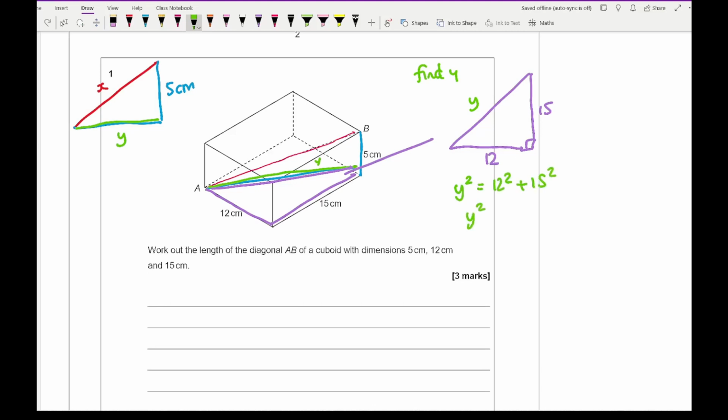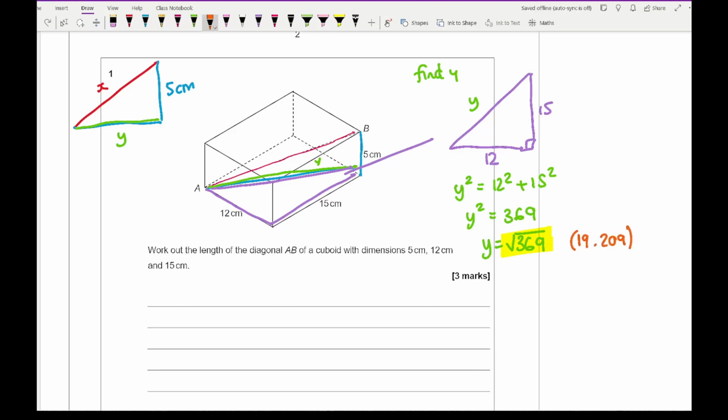So then y squared equals, if I type that straight into my calculator, I get an answer of 369. So y equals the square root of 369. Now I can either leave y as the square root of 369 in its exact form, or I can write it as a decimal, which if I type into my calculator is 19.209.